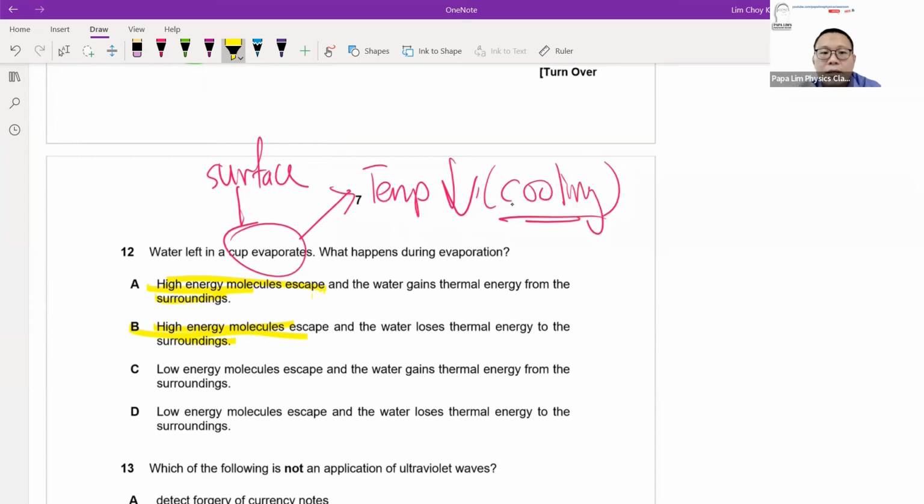You escape. So what happens is when the higher energetic particles leave the surface, the remaining liquid that's left behind will have lower kinetic energy, or thermal energy. The object will become cooler, or what we call the object loses thermal energy, so it becomes colder. Then we will say that when evaporation occurs, it has a cooling effect.